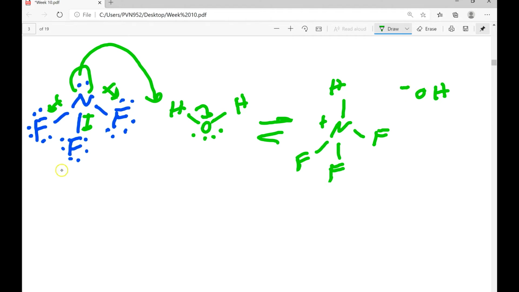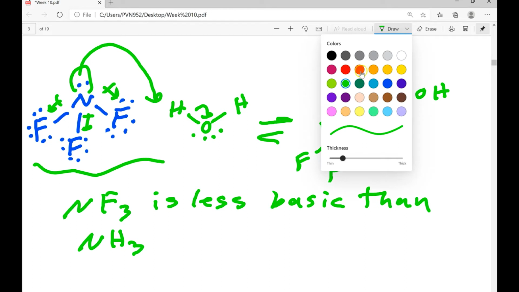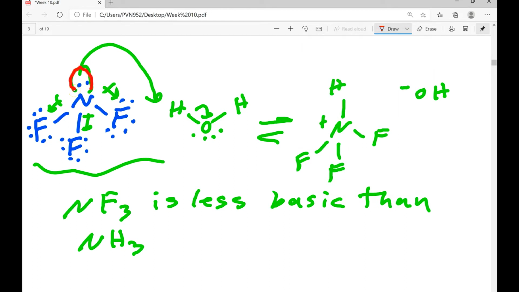So in this example, NF3 is less basic than NH3. Why that is, again, is an inductive effect. We're decreasing the availability of this lone pair. So this lone pair is not as available to pick off that hydrogen in water. So that's one example of an inductive effect in terms of basicity.